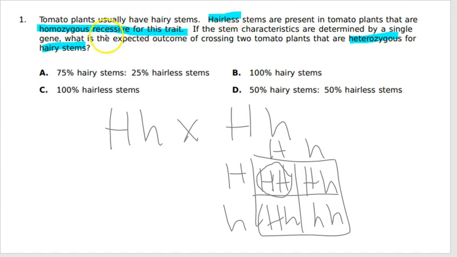hairy because hairless is the recessive. So this one would be hairy. This one would be hairy, this one would be hairy, and this one would be hairless, which it tells us here is the recessive trait. So it looks like here we have 3 hairy plants and 1 hairless plant. So that would be 3/4 or 75% hairy stems, 25% hairless stems. So we would pick A.